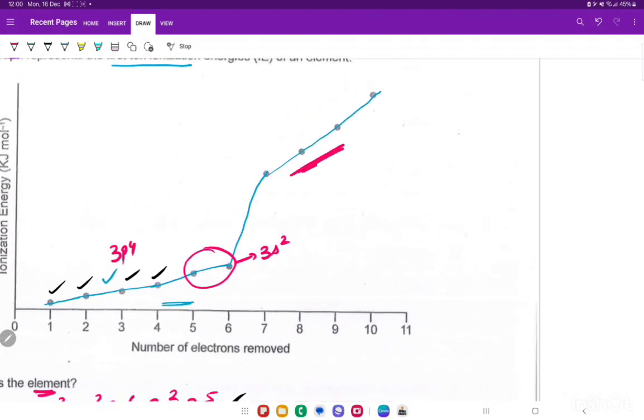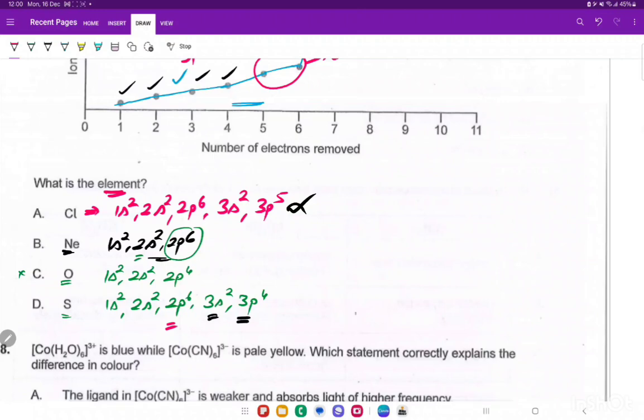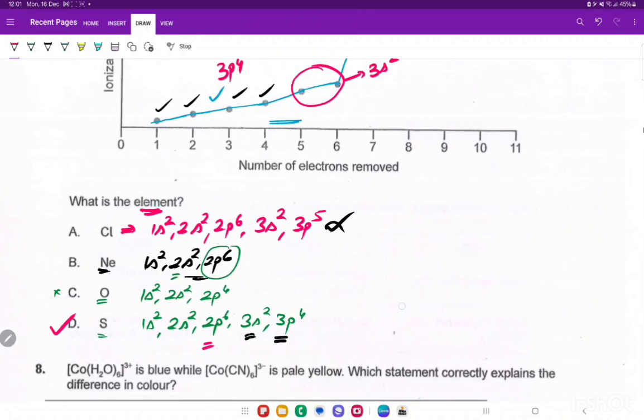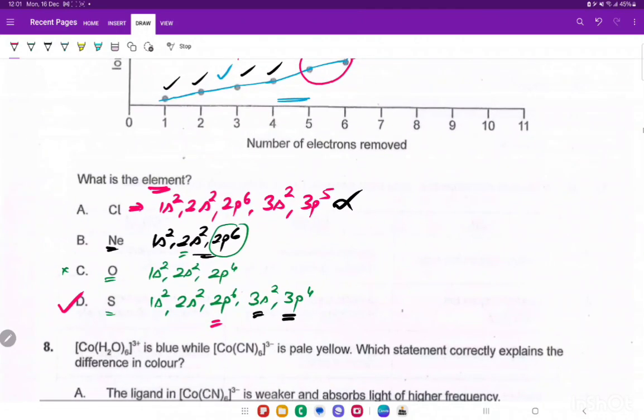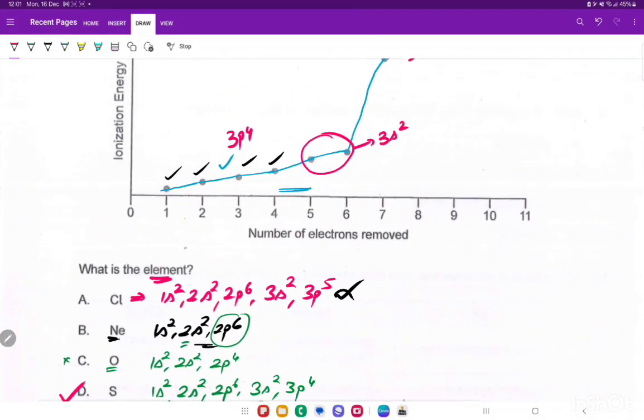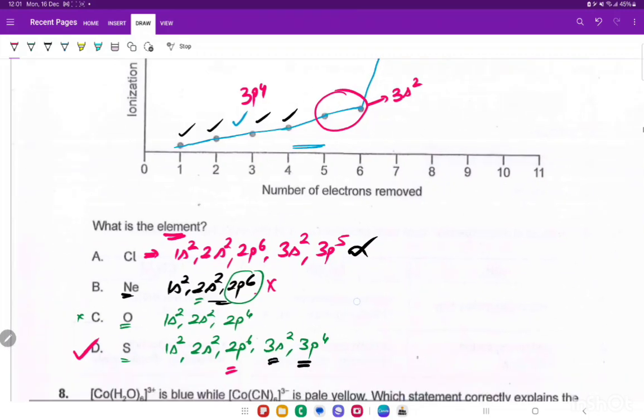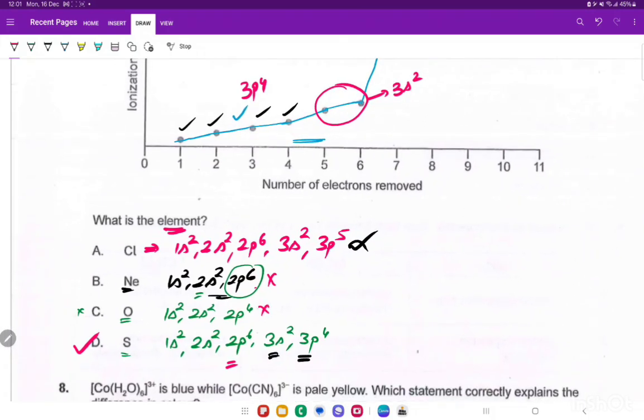Then the new shell comes. The energy is very high. So the answer could be D. D is the most probable, that is S, sulfur. Sulfur is the most probable answer for this. Chlorine is not possible. Neon has only 10 electrons. Out of this, 6 should have the same energy, not possible. And oxygen has only 8 electrons, not possible. Hence my answer is D, sulfur.